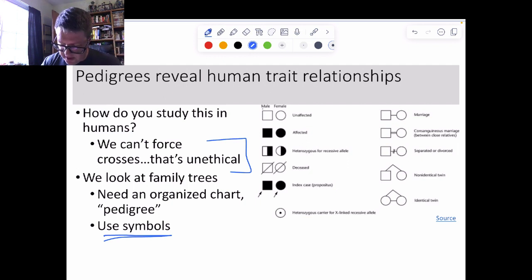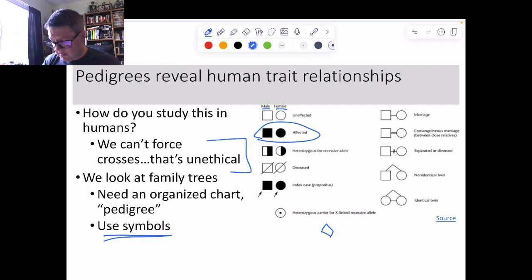If we call you a male, we're going to use a box. If it's a female, we're going to use a circle. And again, if we don't know or it doesn't matter, we use a diamond. What you'll see is a lot of the time I will use diamonds when I do these simply because it's irrelevant to know. For whatever trait we're looking at, if you have it, we fill in your box or your circle or your diamond.